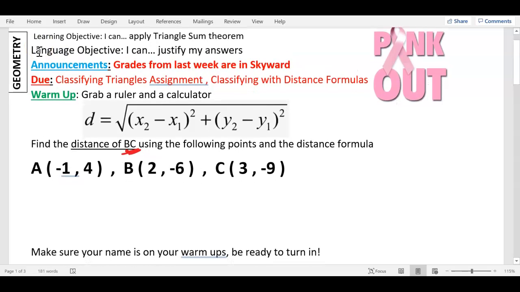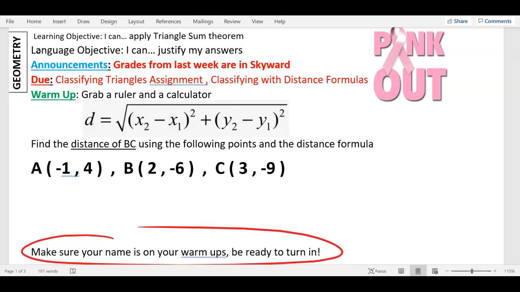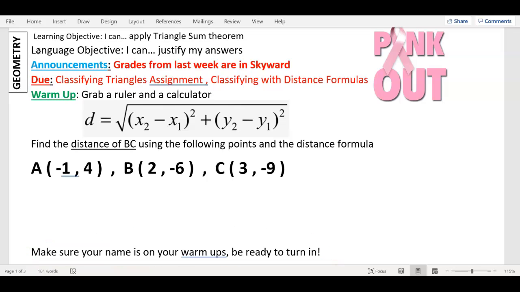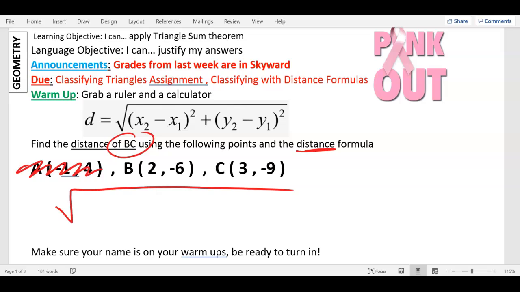Theorem is what we're doing today, but our warm-up for the week, before we turn it in, is that we need to use the distance formula again. I want you to find the distance between B and C. So which point do we not care about? We don't need A, right? So let's draw a long square root sign and go ahead and start doing this.